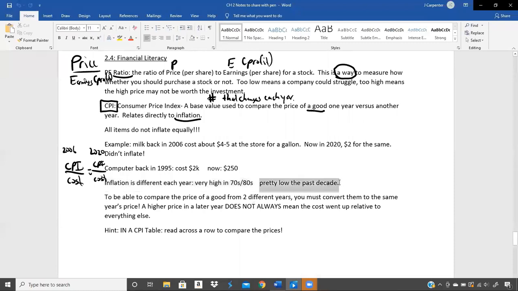This past decade, and actually the past 2 decades, inflation's averaged around 2 to 3%. We have the Fed that regulates that and tries to maintain that. Currently, the Fed is actually trying to bump up inflation because of everything going on, but let's not get into the greater grand details of that.